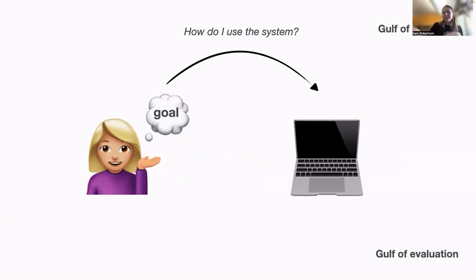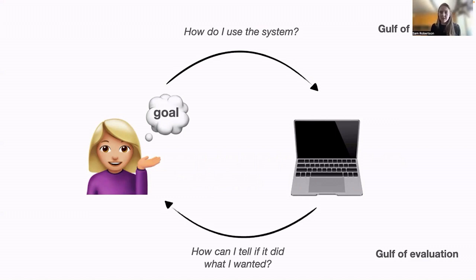And then once we've done that and the system gives us back some output, we then have a second question, which is, how can we tell that it did what we wanted it to do? So how do we take its output, interpret that, compare it to our goal, and figure out if our goal has been met? And so this first one here on the top is what we call the gulf of execution, the gap between our goals and how we need to express that to the system.